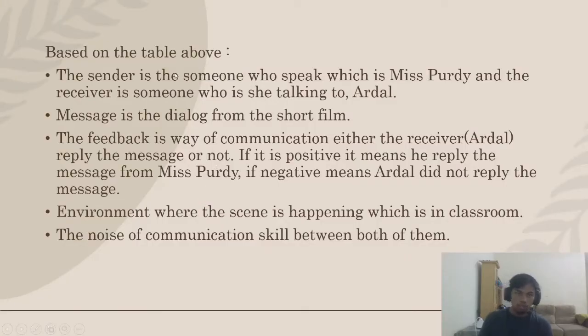So based on the table above, this is the explanation of the table. The sender is someone who speaks, which is Miss Purdy, and the receiver is someone she's talking to, which is Ardil, and vice versa, which means when Ardil replies, Ardil is the sender and the receiver is Miss Purdy.